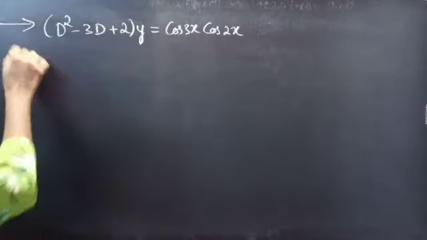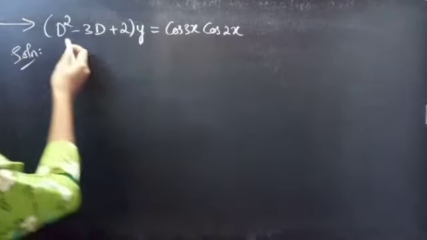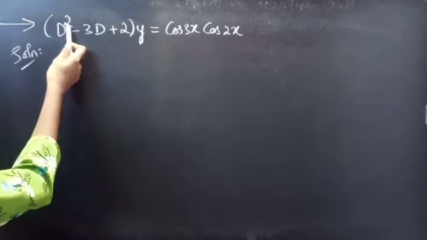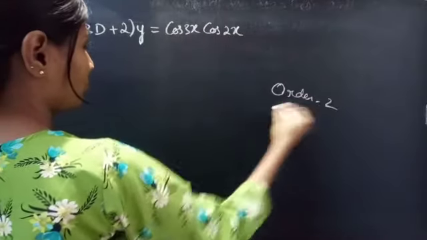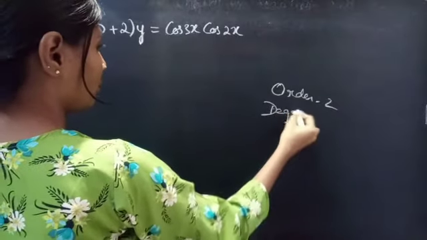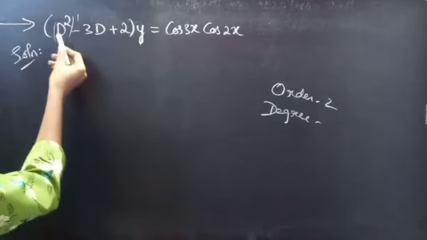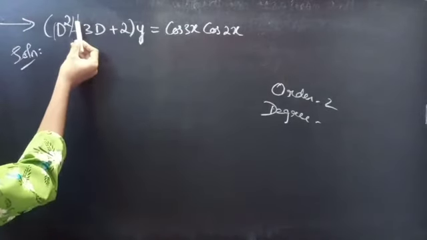Solution. Firstly, let's find the order and degree of the given equation. Identify the highest derivative. Here D² is the highest derivative, so the order will be 2. The highest power of the highest derivative is our degree, so our degree will be 1.